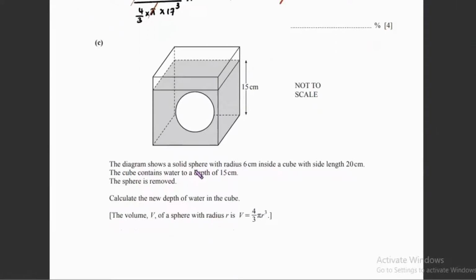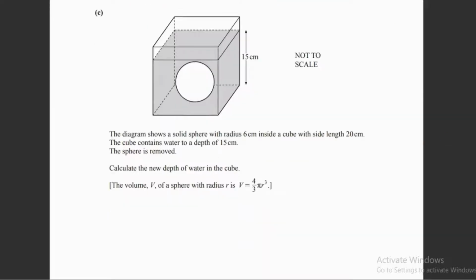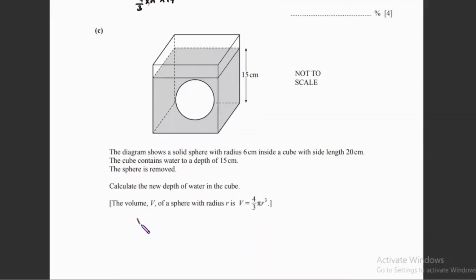The diagram shows a solid sphere with radius 6 centimeters inside a cube with side length 20 centimeters. The cube contains water to a depth of 15 centimeters, and now the sphere is removed. So what will be the new depth of the water in the cube? So first let's calculate the new volume that is left. I'll write it as V new, which means that is the new volume we are trying to find. And then we can calculate the depth.